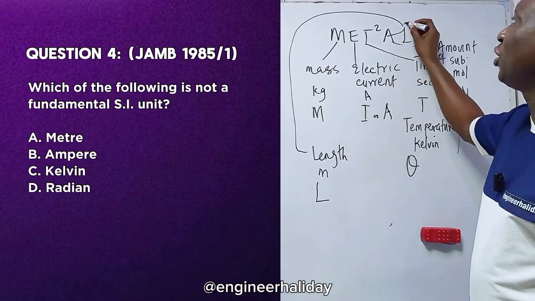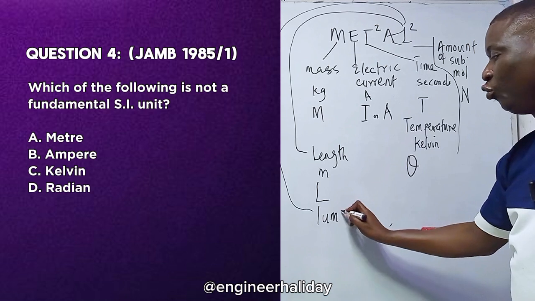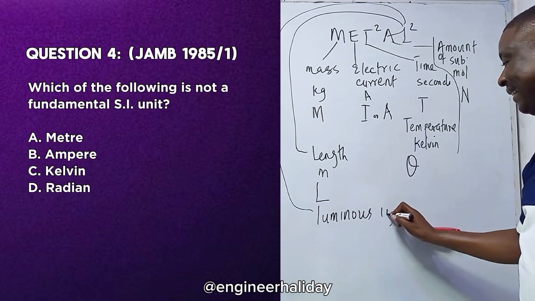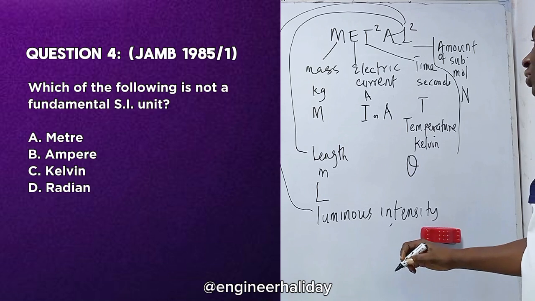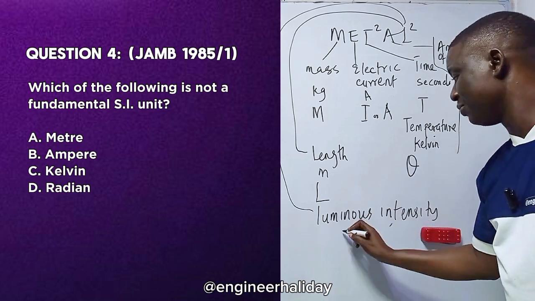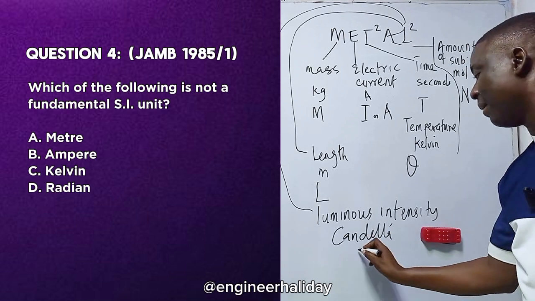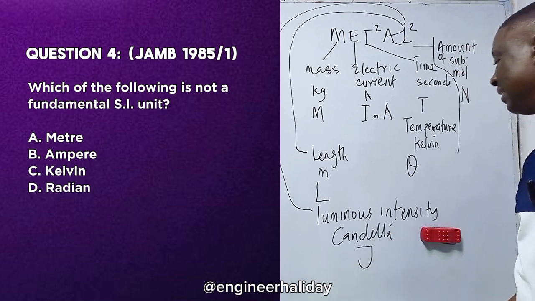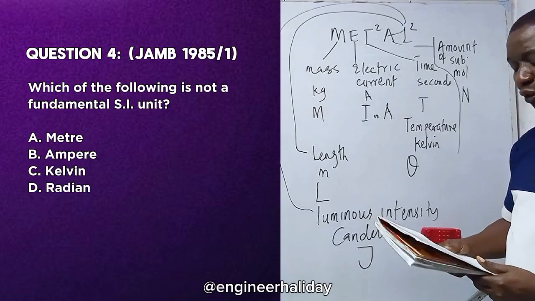Then we have luminous intensity, which is the last one. It is measured in what? The unit first: it's called candela. Then the dimension is a symbol like this, like J kind of. So that is the dimension of all these ones.